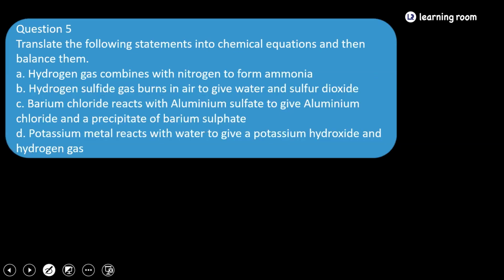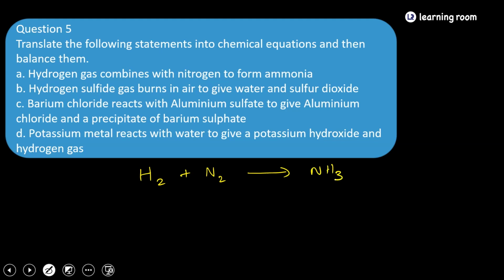And then translate the following statement into a chemical equation and balance them. Hydrogen gas combines with nitrogen to form ammonia. So what is the formula for hydrogen gas? H2. What is the formula for nitrogen? N. So what is the formula for ammonia?